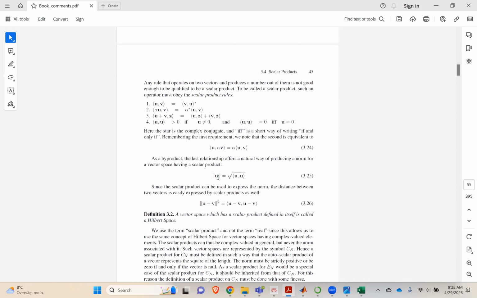Norm of a vector is equal to the square root of the inner product. So this is the main criteria of the Hilbert space. All other rules are the same. But in here, there's one thing, the scalar product. We used to say scalar product, inner product, and dot product. All of them are the same in here.